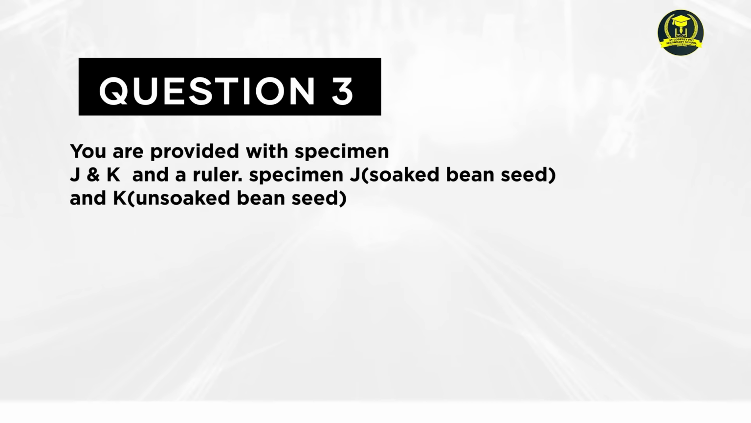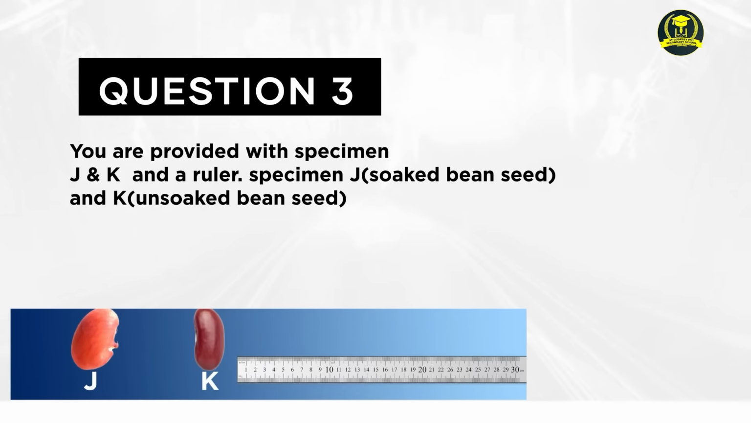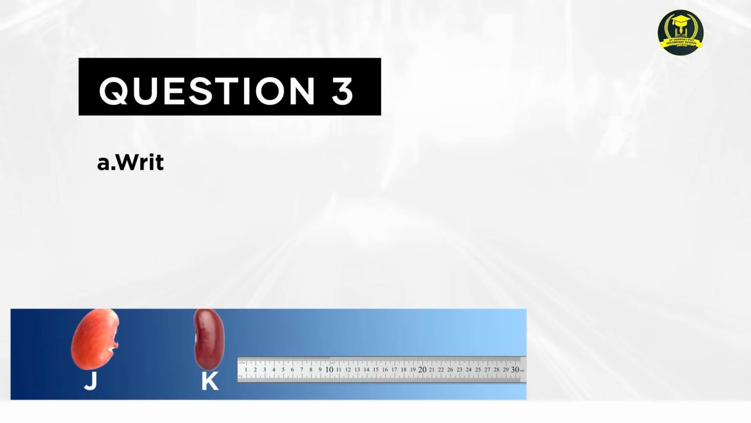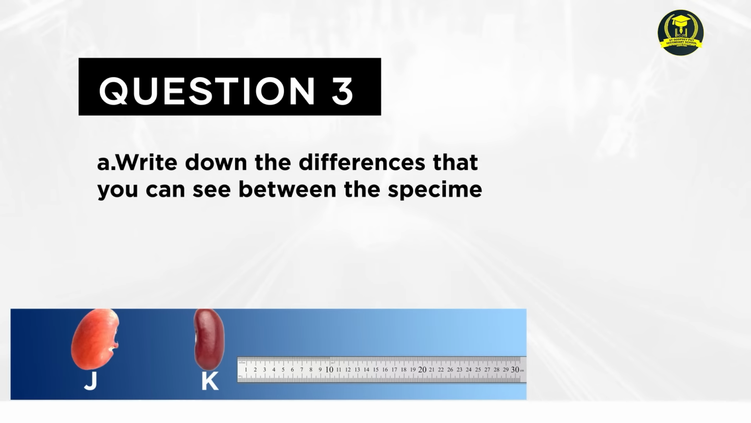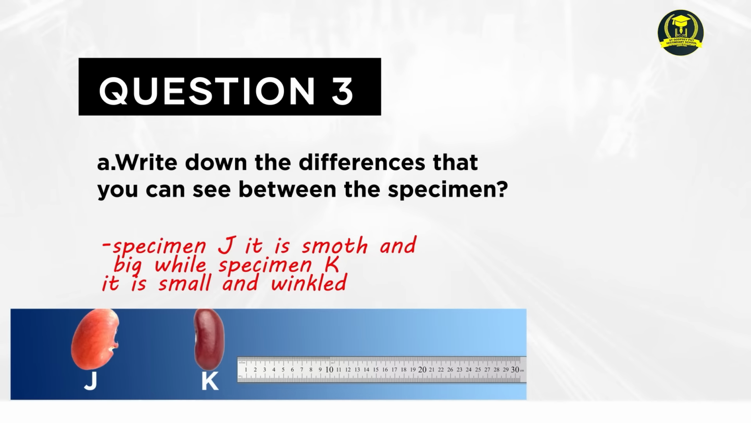Question number 3. You are provided with specimens J and K and a ruler. Specimen J is a soaked bean seed, while specimen K is an unsoaked bean seed. Question A. Write down the differences that you can see between the specimens. Specimen J is smooth and big, while specimen K is small and wrinkled.